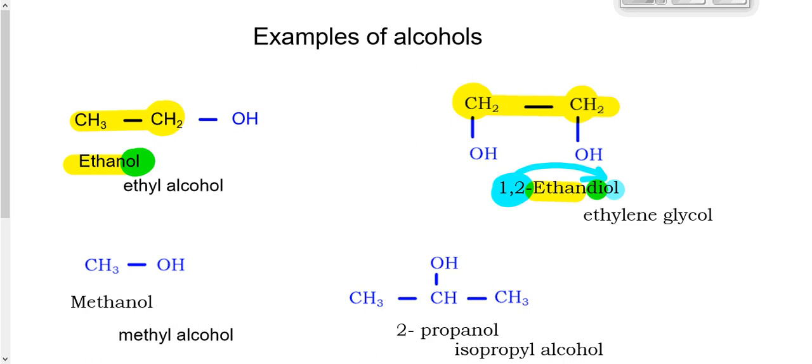On the bottom left, a 1-carbon chain holding the functional group hydroxide is methanol. A 3-carbon chain, remembering that this carbon has to be included because it's holding the hydroxide, is a propanol. In this particular case, the carbon holding the hydroxide is on number 2. This is 2-propanol, also known as isopropyl alcohol.